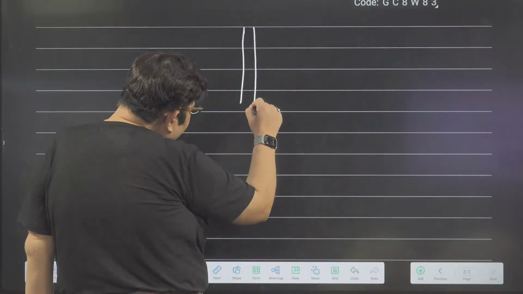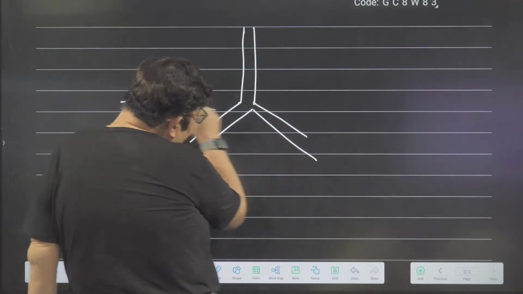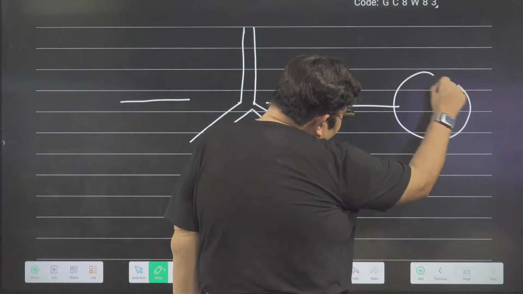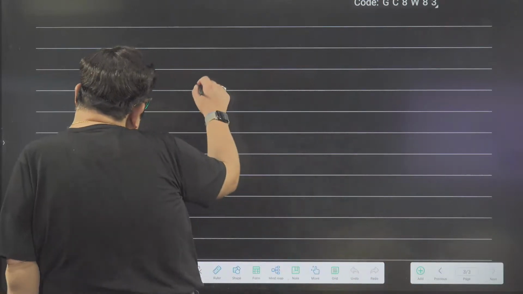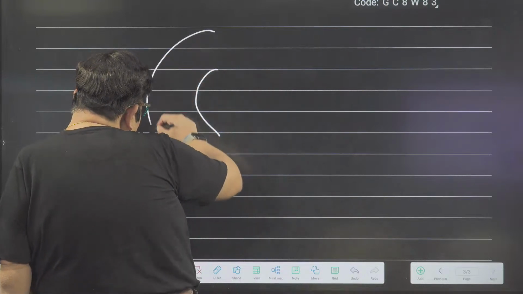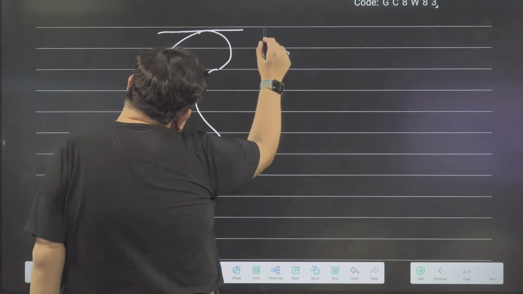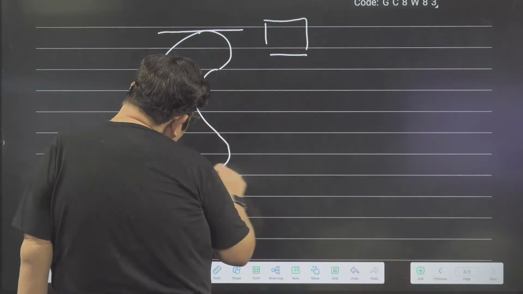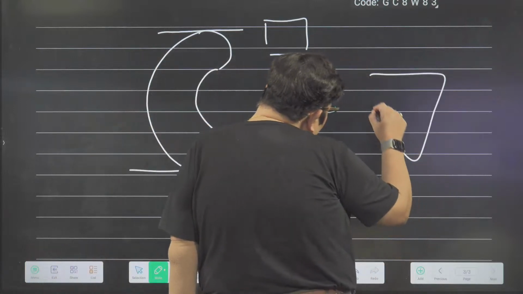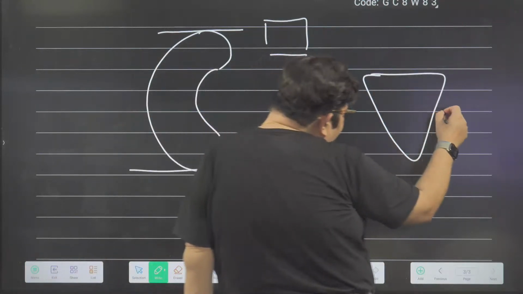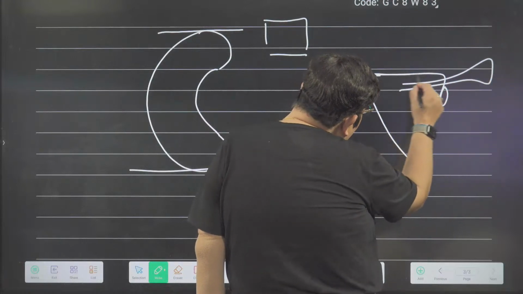Tell me, at what level does the trachea divide into two primary bronchi? Question number 2. What are the upper and the lower levels of kidney? Question number 3. What are the upper and the lower levels of the scapula?